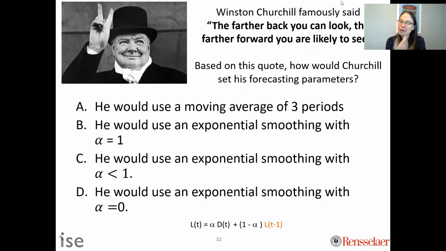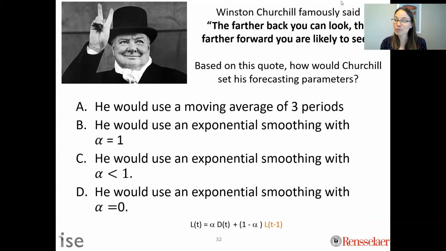All right, so if you picked A, his quote would be, the 3 steps back you look, the further you could see in the future, right? With a 3-period moving average, he's only looking, let's say, 3 months to the past. So that's not really representing it, right? He's not looking that far, just 3 years, 3 months, whatever units you want to use. So A, I would say, is not really in line with Churchill.